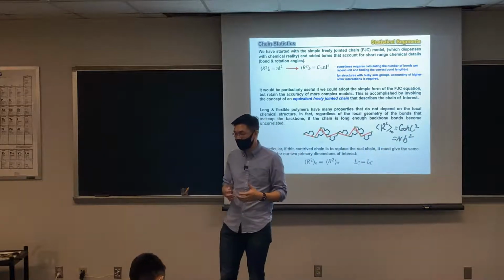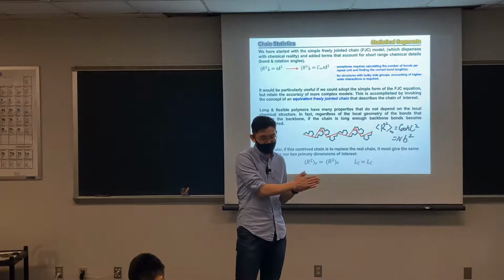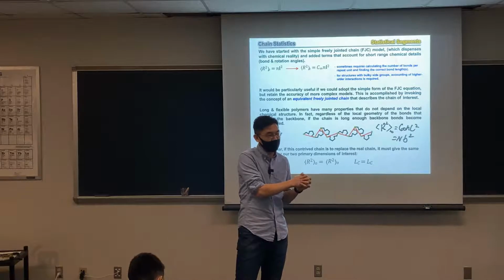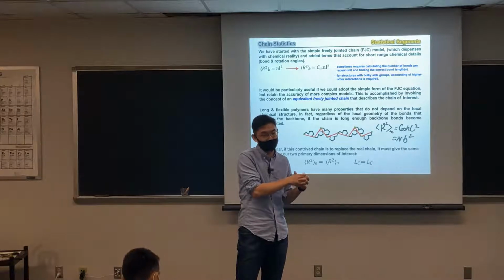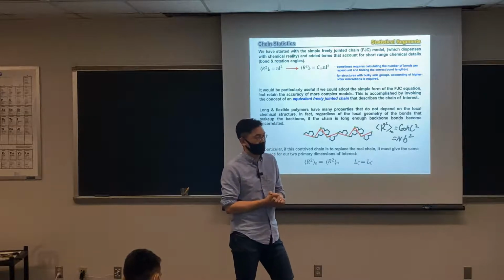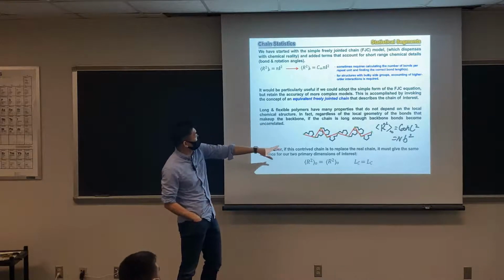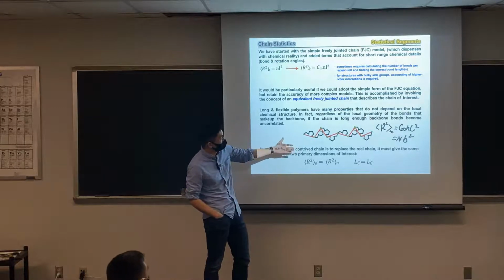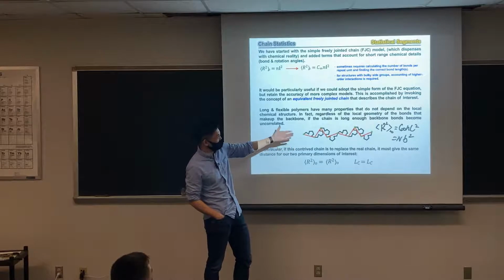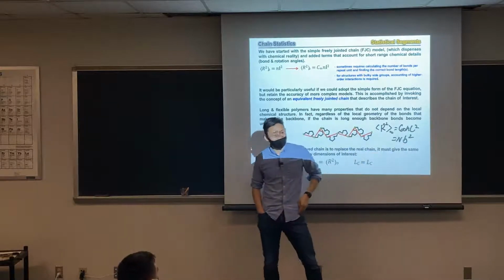We basically replaced a hindered rotation or free rotation chain with a free joint chain. And the more you learn, you will see the free joint chain is preferred in many cases. It's the simplest, and without worrying about the bond angle, it simplifies many things. So in this case, the statistical segment length is basically, we want to replace a hindered rotation chain with a free joint chain that has the same contour length and the end-to-end distance. So that's where this B value comes in, okay?